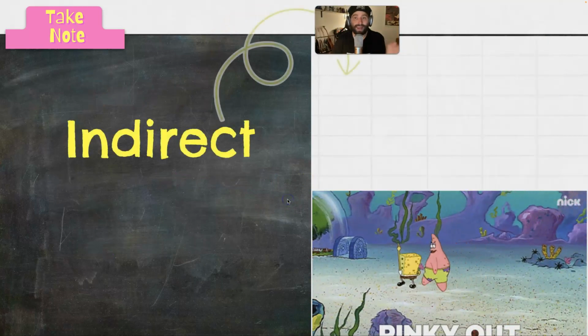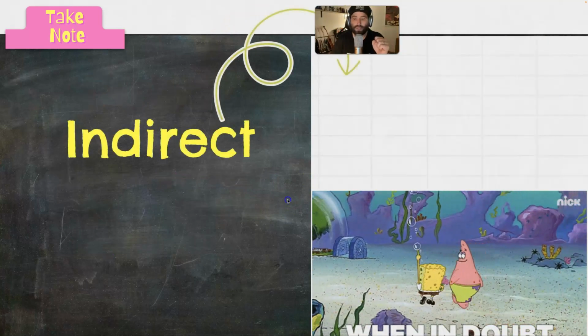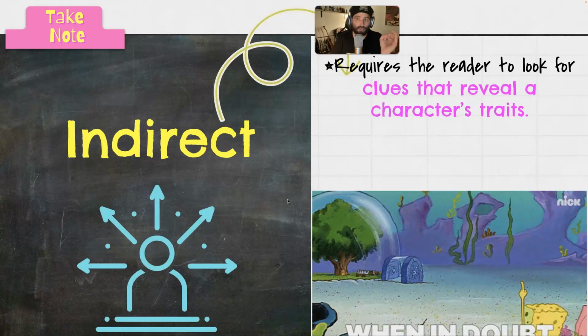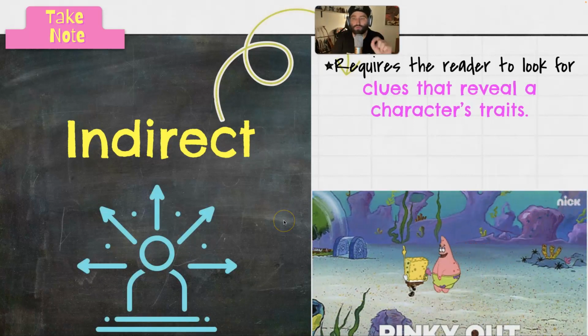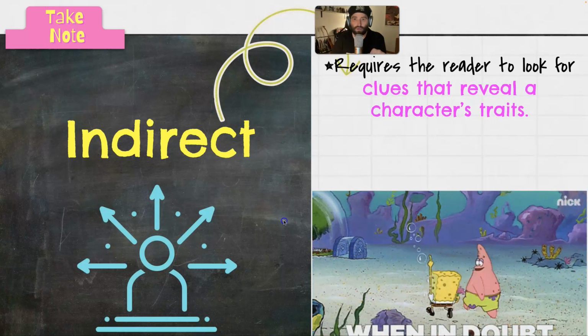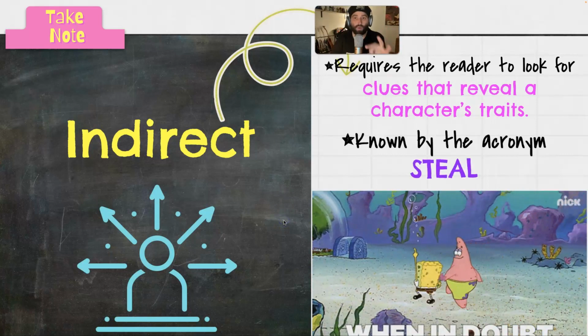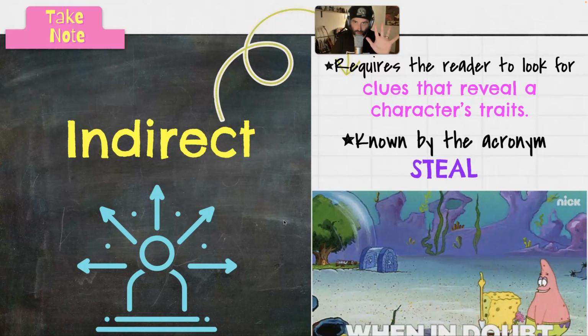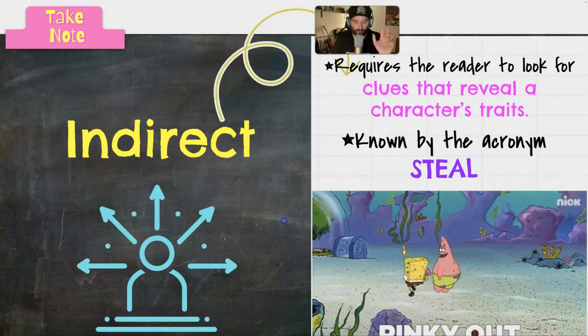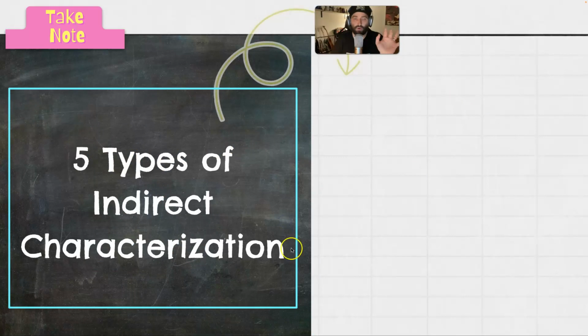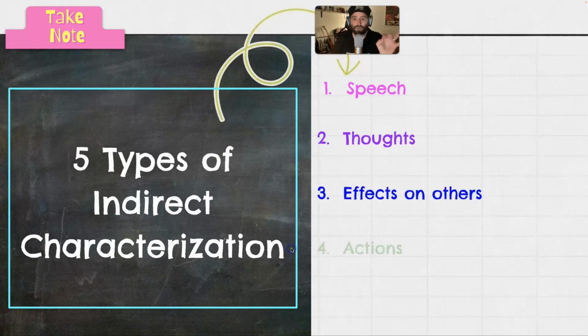Moving into this, the next one is indirect, right? So with indirect characterization, this requires the reader to look for clues that reveal a character's traits. Also known by this acronym known as STEAL. Now with STEAL, you have 5 things here, STEAL. And so here are your 5 parts of STEAL: speech, thoughts, effects on others, actions, and looks.